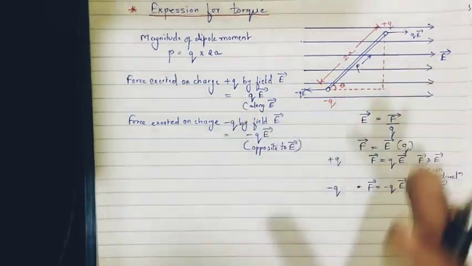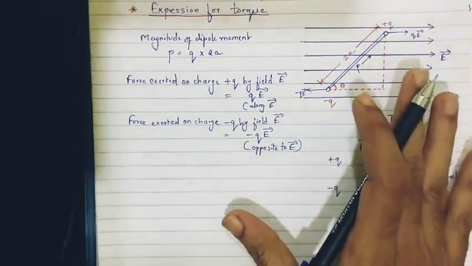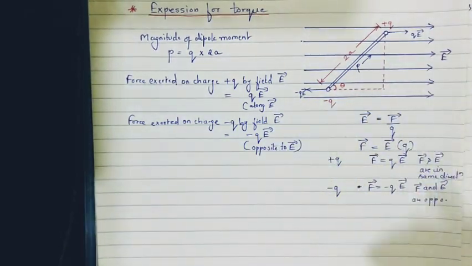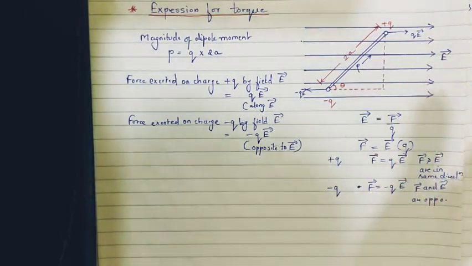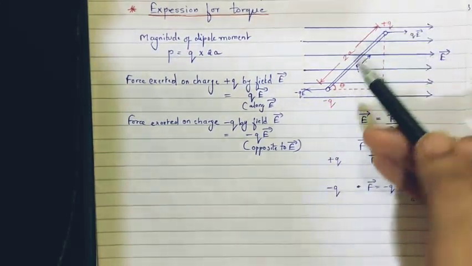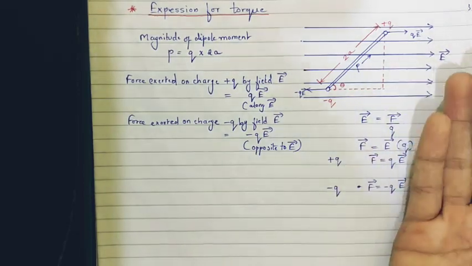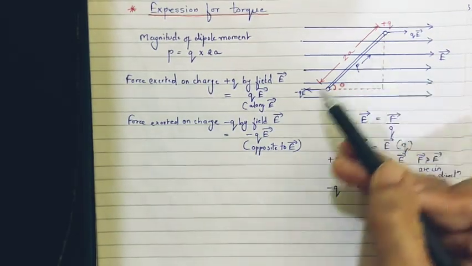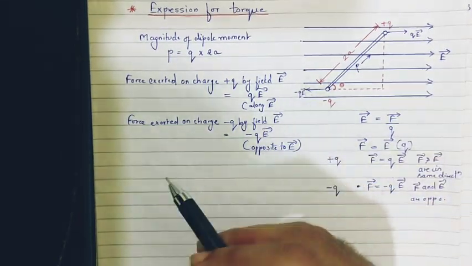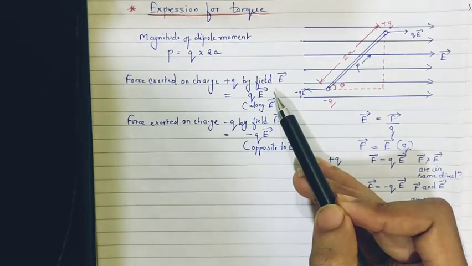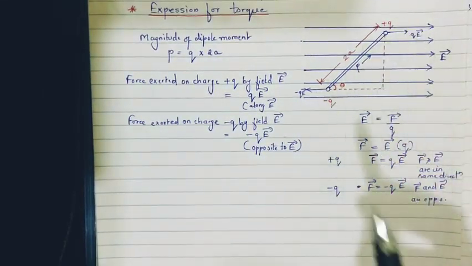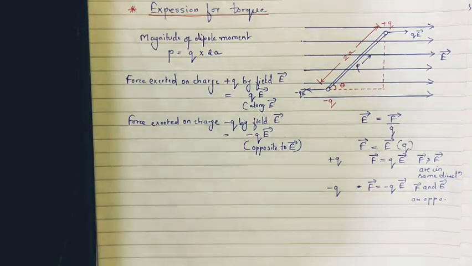It is very clear from here that the net force acting on this entire dipole, if you add it vectorially, is definitely going to be 0. Because Q is the same, it's a dipole, right? So the charge magnitude is the same. The electric field is uniform, so the electric field over here and here is the same. So this quantity and this quantity are the same. One is positive, one is negative, so they will cancel out each other, and the net force acting on this dipole is definitely going to be 0.